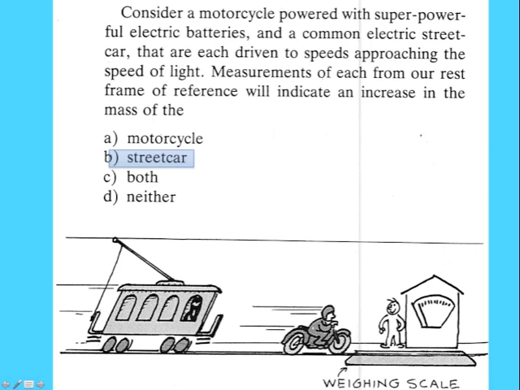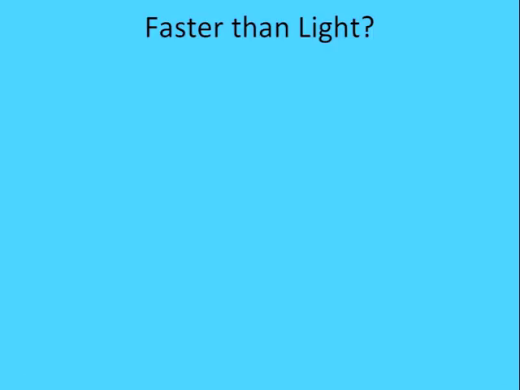The streetcar is like the electron in slack. The energy is coming from outside and being converted into mass. But the energy that the motorcycle's using was in the batteries. And so we are just taking chemical energy stored in the batteries and converting it into kinetic energy. And so as the mass goes up from the speed, the mass in the battery goes down, and so there's no net increase.